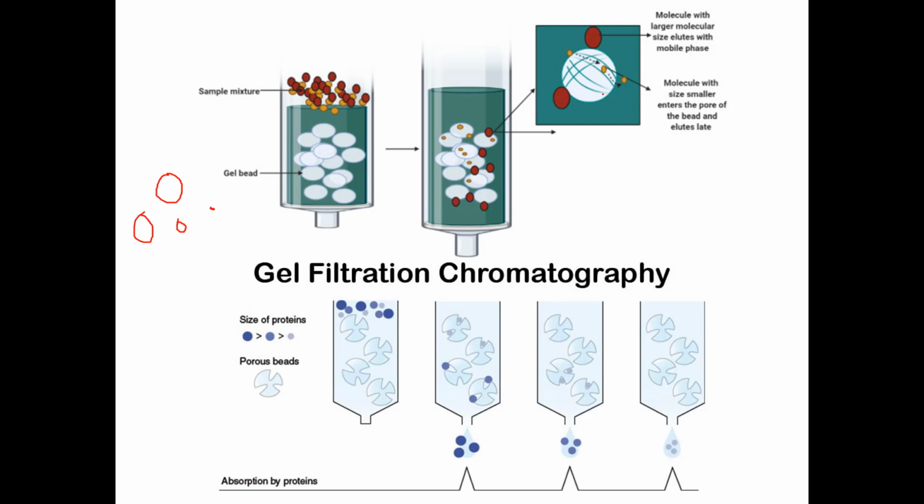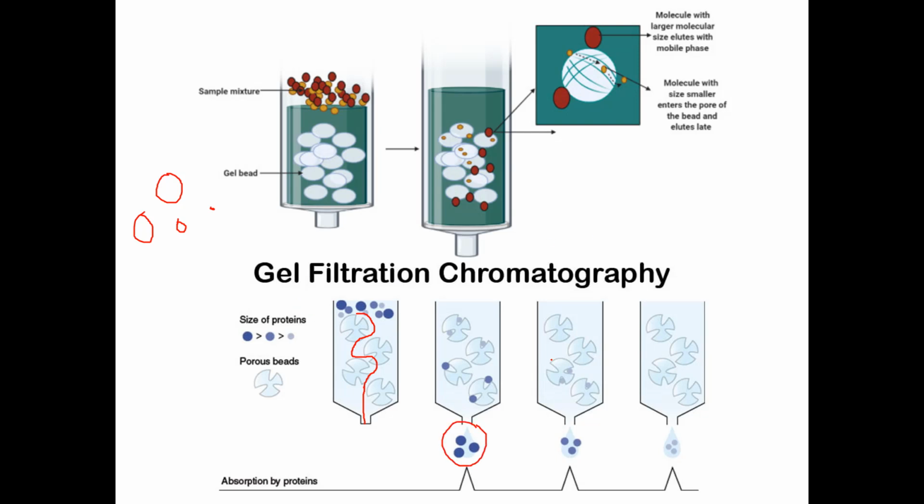their movement is retarded. So here you can see these are the pores in the gel beads, and there are different proteins whose size varies. The bigger proteins, as they are unable to enter inside these pores, will bypass these pores and move through this route in the mobile phase, and they will elute first. Here you can see the bigger blue proteins do not enter the pores, and they are the first ones to get eluted.